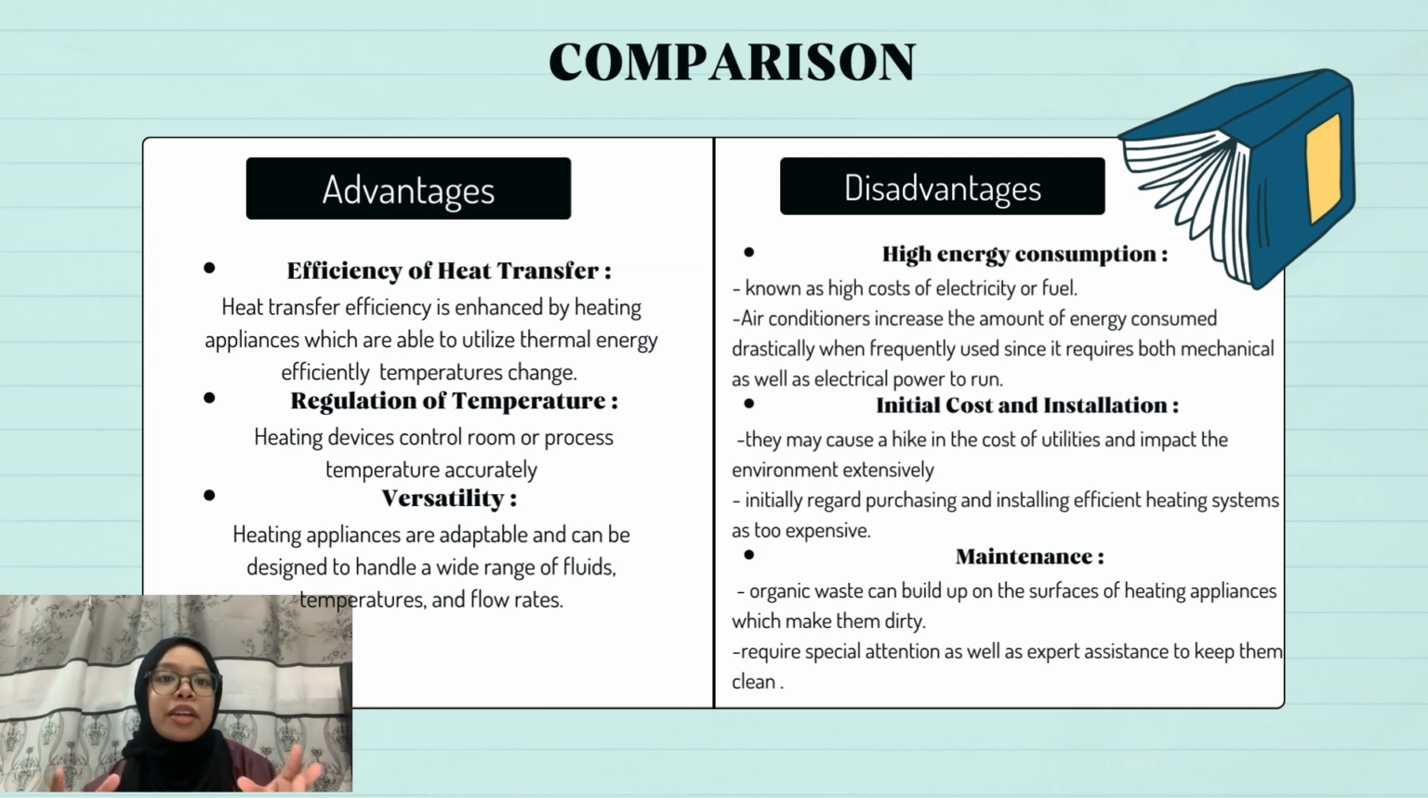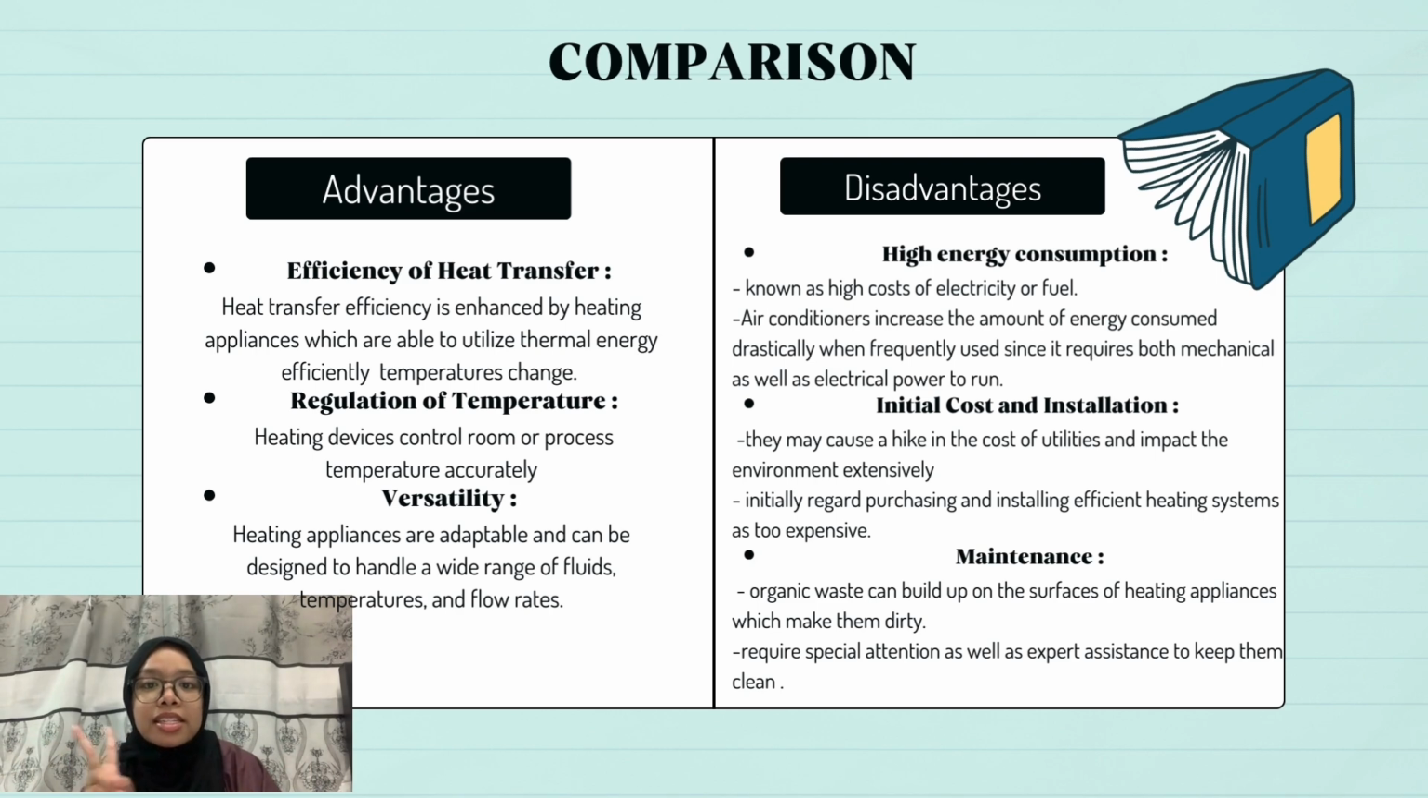However, there must be advantages and also disadvantages of the usage of heating devices. So let's go to advantages first. The first one is efficiency of heat transfer. Efficient heating appliances are like the superheroes of thermal energy. They can efficiently heat the substance and also system, while ensuring we can control the temperature change exactly as we need it. This not only saves energy but also helps to maintain a comfortable or optimized environment in home and industry alike.